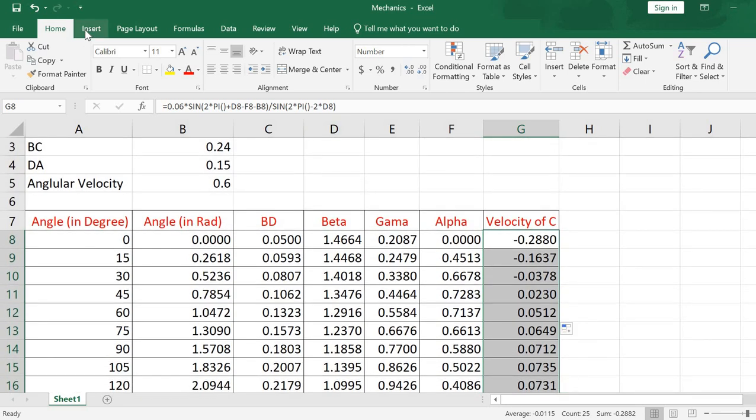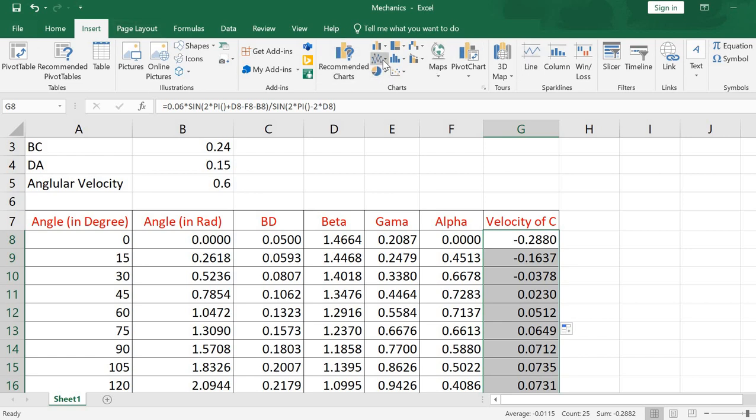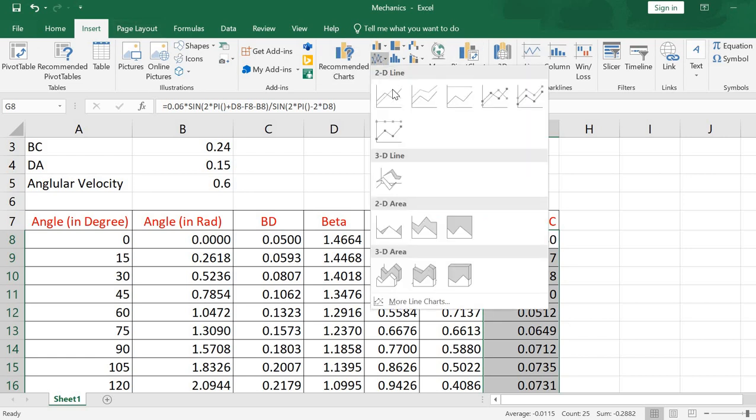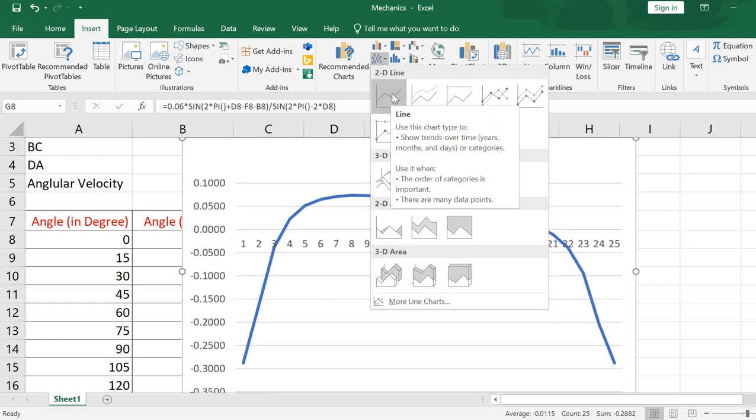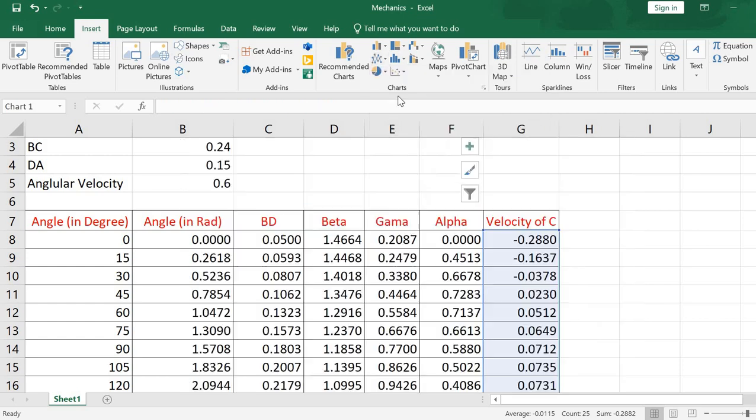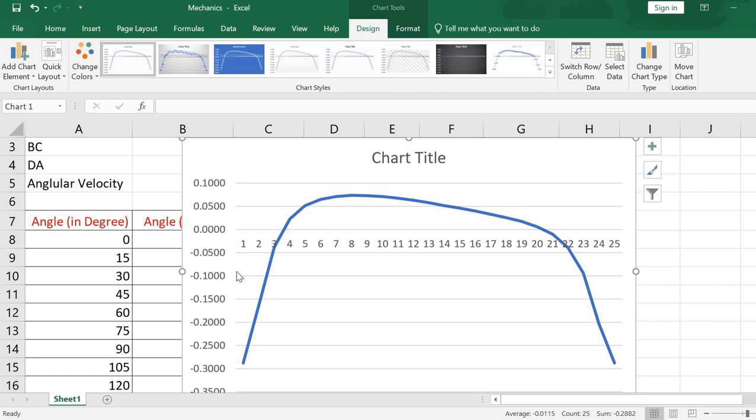After that, you need to click this insert bar. After that, click this line chart. So I'm going to have the line chart. Over here you can find a suitable graph for you. But here I'm going to use this simple graph, this sine graph. So I have got the values for this sine graph.